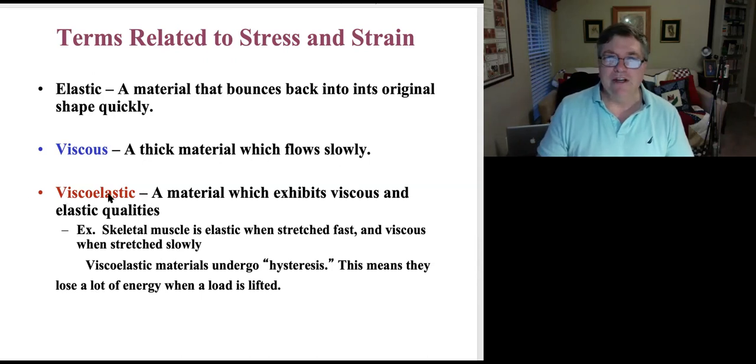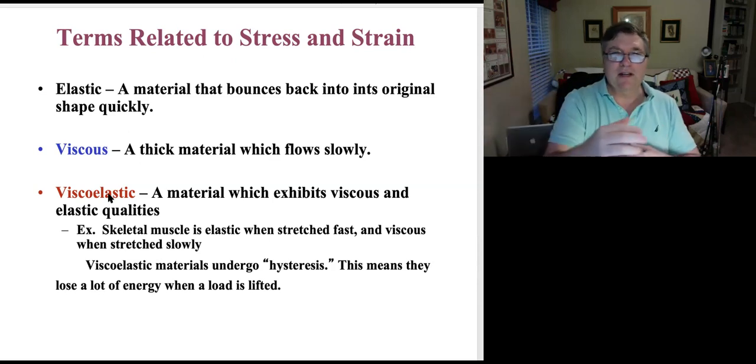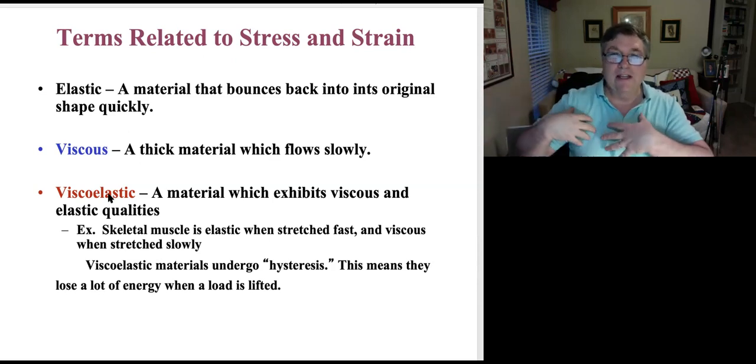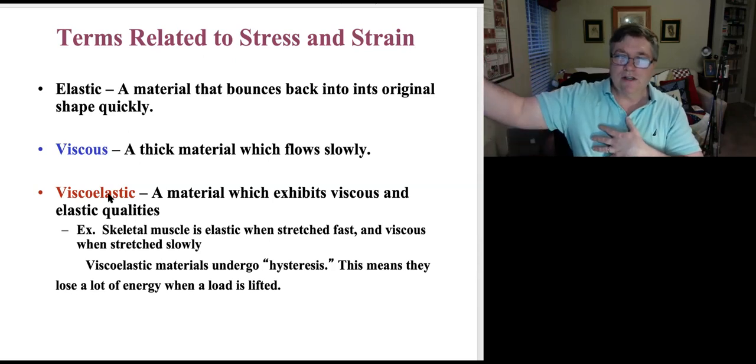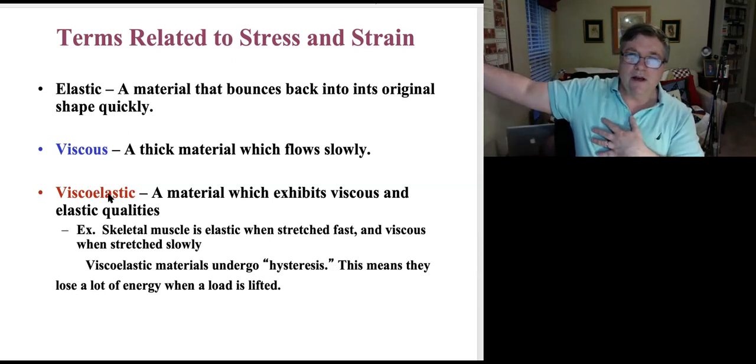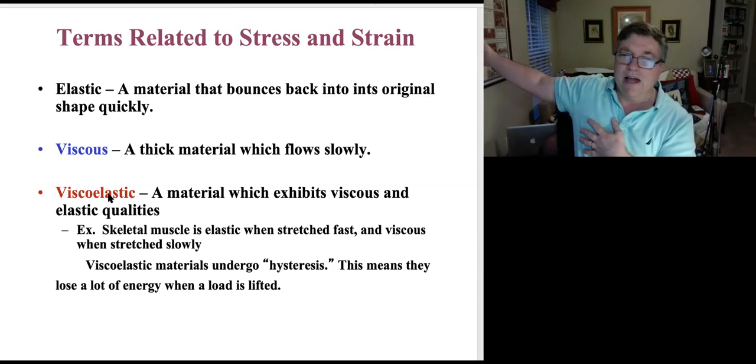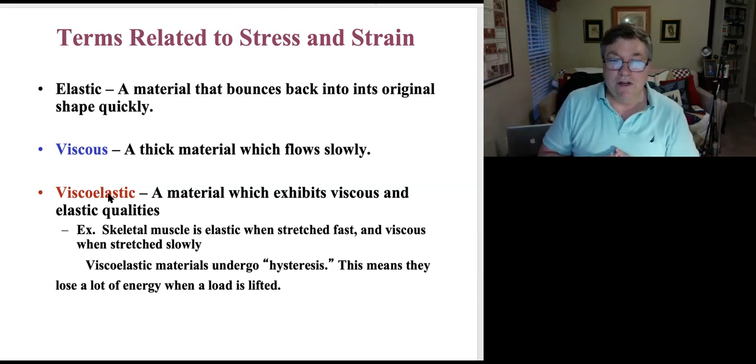Viscoelastic is a combination of viscous and elastic. So we actually see this when we have a material, for example. If it's stretched rapidly, it's elastic, like a rubber band. If it's stretched slowly, then it becomes viscous. Skeletal muscle is like this. We stretch skeletal muscle fast, like with a wind-up, it's elastic. If we stretch it slowly, let's say that we're going to do some flexibility exercises, then it actually becomes viscous.